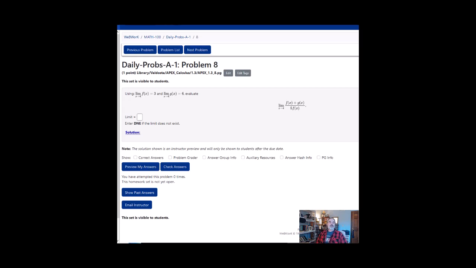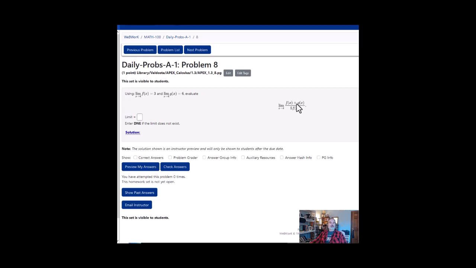This involves finding a limit value for a larger function, which is built of a couple of individual functions, and we actually don't know what those functions are, but we do know both of their limits as x approaches 4. So the limit as x approaches 4 of the function f is 3, and the limit as x approaches 4 of the function g is 6, and now we are going to look for the limit as x approaches 4 of the bigger function, which is (f plus g) over 5 times x.